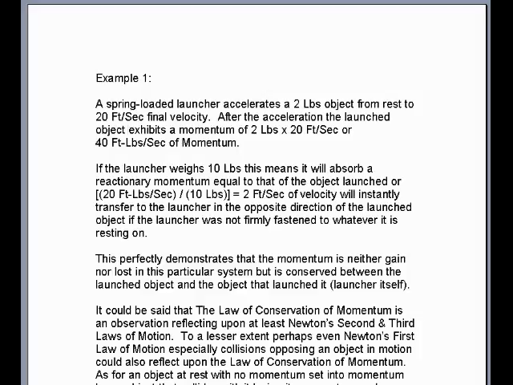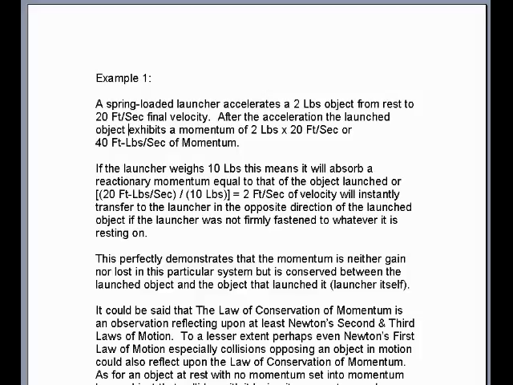If the launcher weighs 10 pounds, this means it will absorb a reactionary momentum equal to that of the object launched, or 20 foot-pounds per second momentum of the object divided by the 10-pound launcher equals 2 feet per second of velocity will instantly transfer to the launcher in the opposite direction of the launched object if the launcher was not firmly fastened to whatever it is resting on. This perfectly demonstrates that the momentum is neither gained or lost in this particular system, but is conserved between the launched object and the object that launched it, the launcher itself.